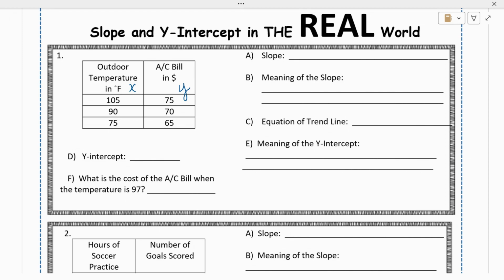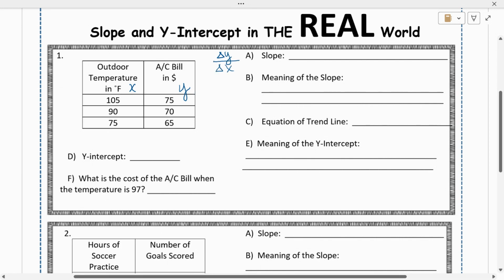How am I going to find the slope? Okay, so I don't have a table to count. I don't have a graph to count rise over run. So how am I going to find the slope? What is slope? That's the equation slope-intercept form. Change in y over the change in x. So how do I find my change in y?